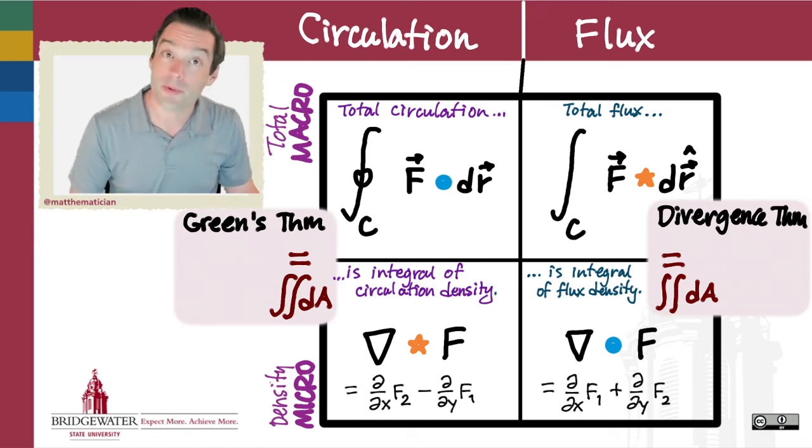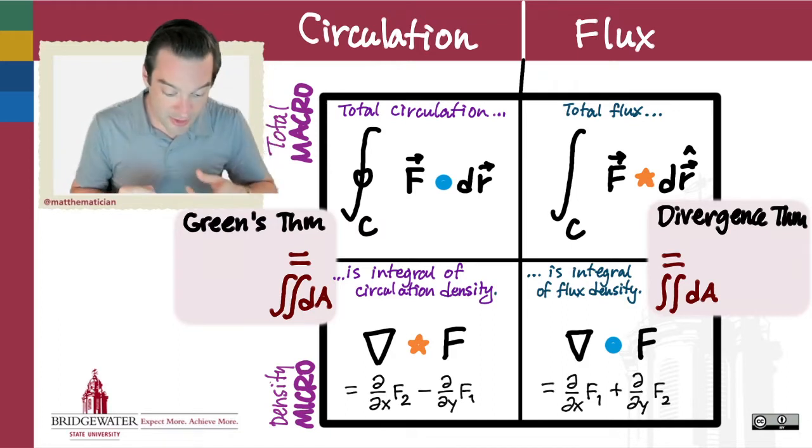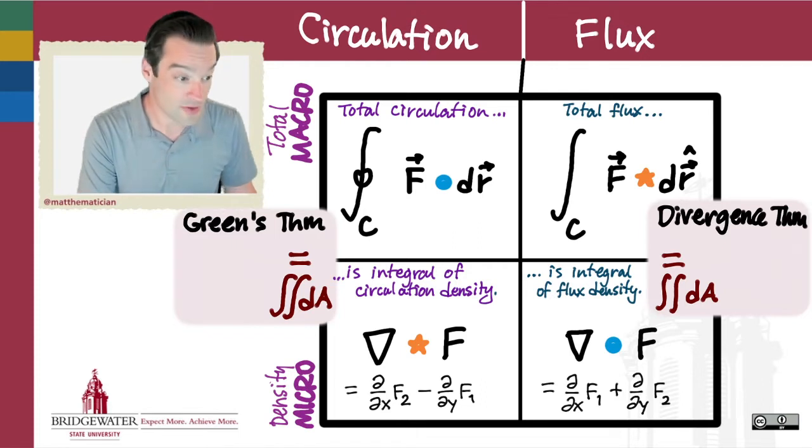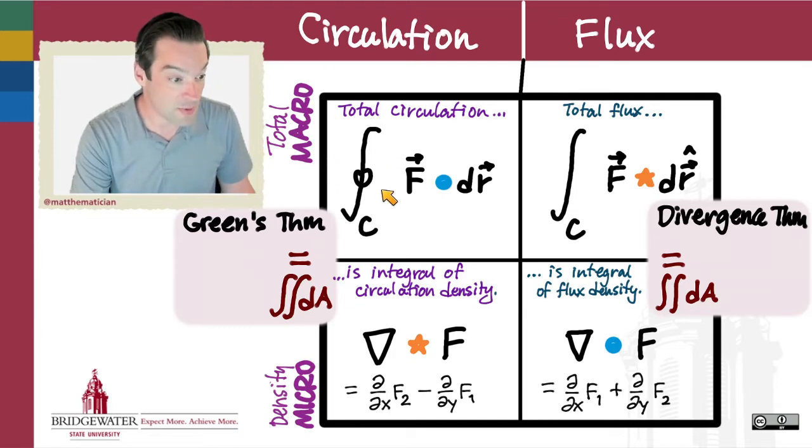So far here is where we're at with our study of vector field analysis. We know now how to discuss the circulation of a vector field in two dimensions, right? And we know it from two different perspectives. We know it from a macroscopic total circulation perspective, in which it is the integral of F dot dr, where that integral is taken around a closed curve.